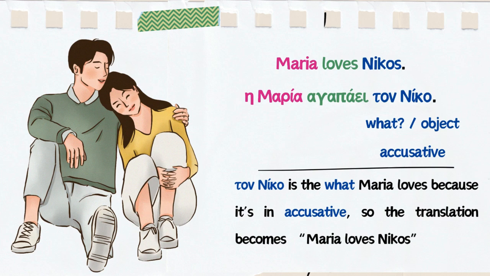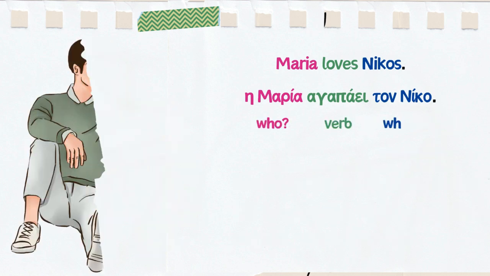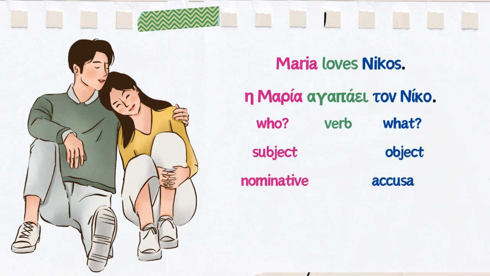If we see again this example, η Μαρία αγαπάει τον Νίκο, we have the three basic elements. On the left, we see in pink η Μαρία, the who, in other words the subject, which is expressed by the nominative in Greek. We have the word αγαπάει, which is the verb, and we have the words τον Νίκο, which is the what, in other words the object, which is expressed by the accusative in Greek. So in sentences we have the who, the verb, and the what.